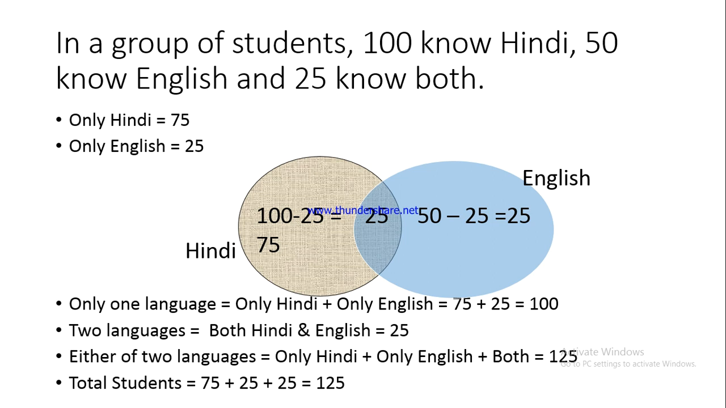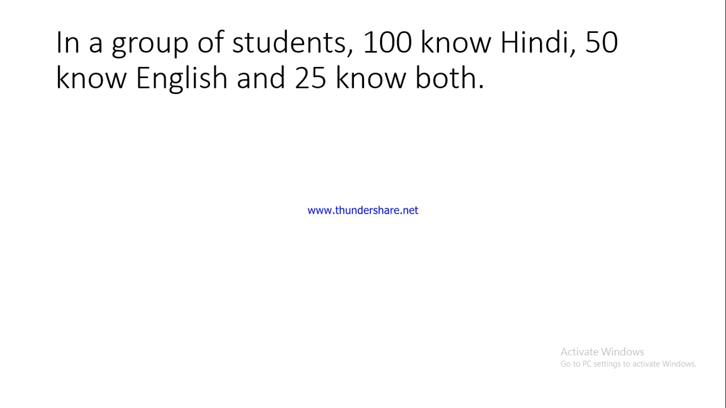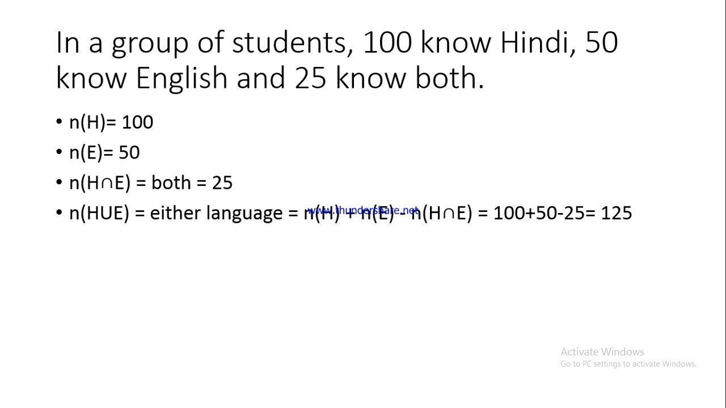Now let us try and solve this question using the numerical method, wherein we use the formula for the union and intersection of two sets. Here 100 know Hindi, so we can denote it by n(H). Small n basically means the number of students who know Hindi. H is denoting Hindi. Again, the number of students who know English is 50, and n(H intersection E), which means both Hindi and English, the overlapping area, is equal to 25. And you know the formula, H union E is equal to H plus E minus H intersection E. And the same thing we have done here. We have put in the values from the first three lines, and this way we'll get the answer 125.